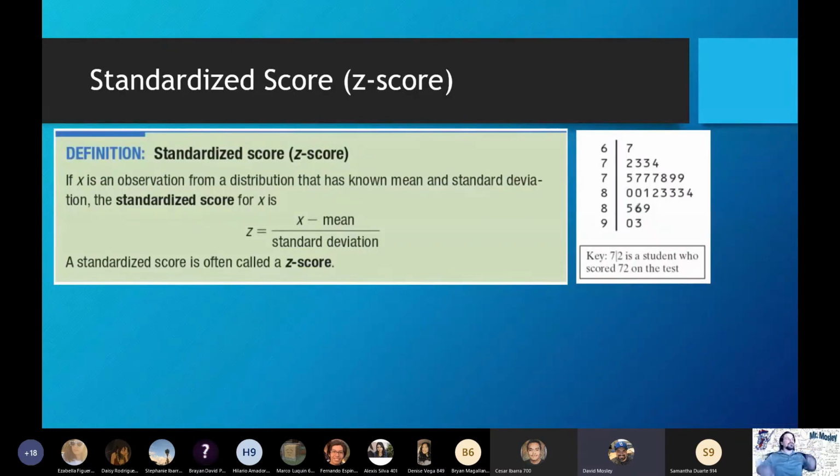All right. So standardized z-score is another new term. And the definition is if X is an observation from a distribution that has a known mean and standard deviation, the standardized score for X is this formula, X minus the mean divided by the standard deviation. A standardized score is often called a z-score.